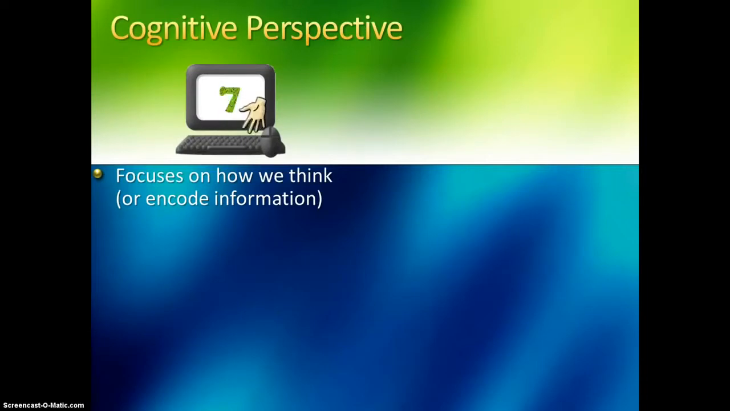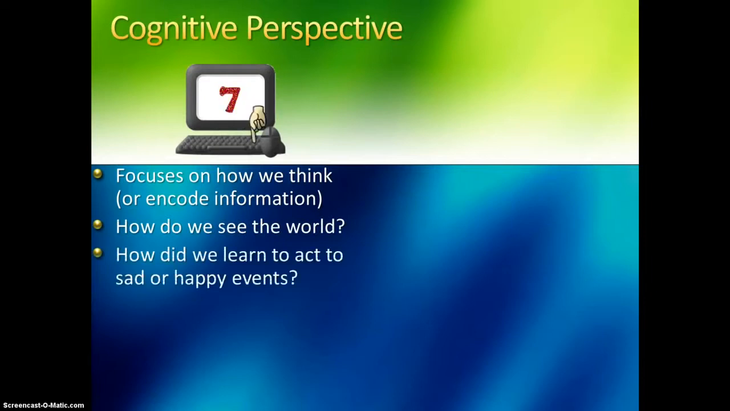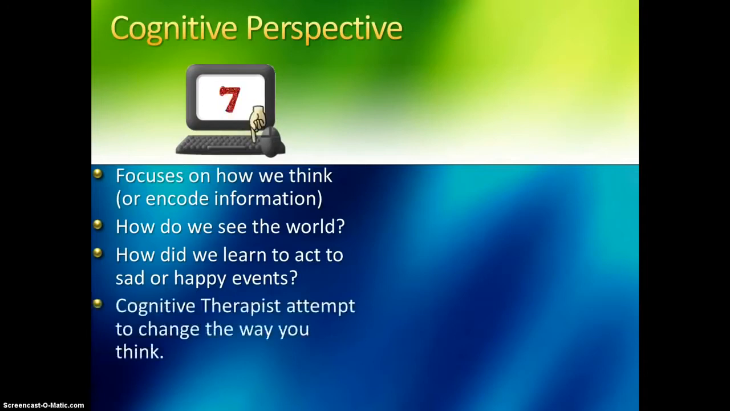All right, so this is focusing on how we think or how we process information or encode it. How do we see the world? How did we learn to act when we have sad or happy events? So, oh my gosh, there was this one time where this kid just out of the blue told me that their grandparent died, and I didn't know how to react, and I laughed. The cognitive therapist would want to know why on earth that happened. So they're going to try to change the way that you think. That death is not a bad thing, it's a rebirth or whatever. Or to not be afraid of certain things that you might be afraid of, or to not overreact to certain things.